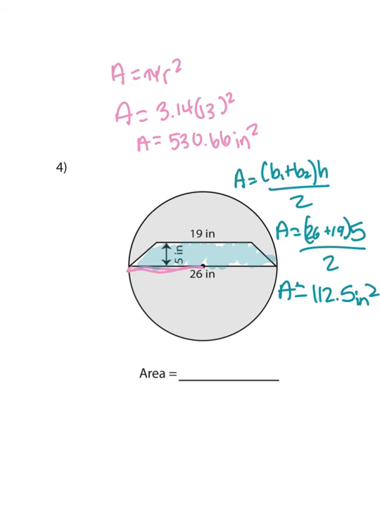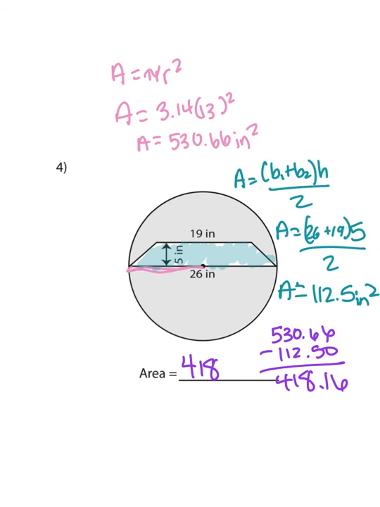So I am going to subtract 530 and 66 hundredths minus 112 and 5/10. And when I do that, I'm going to get 418 and 16 hundredths. So my area of this is 418 and 16 hundredths square inches.